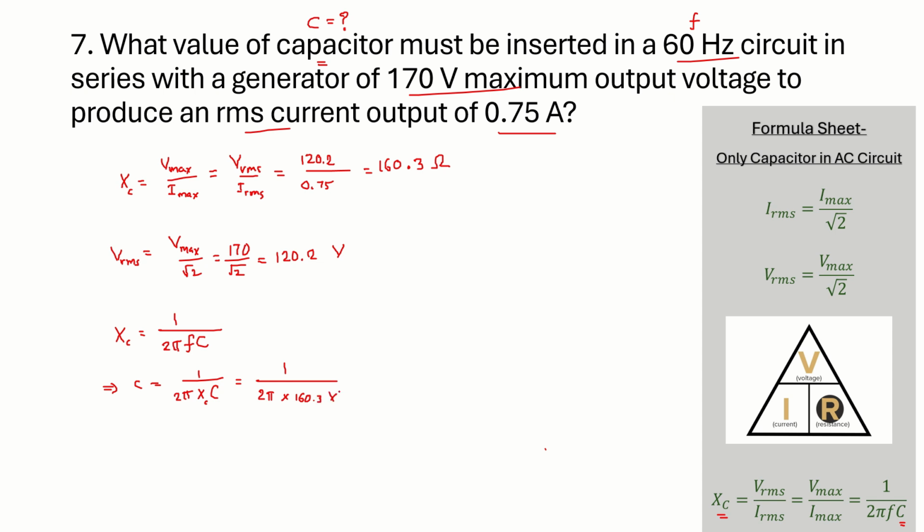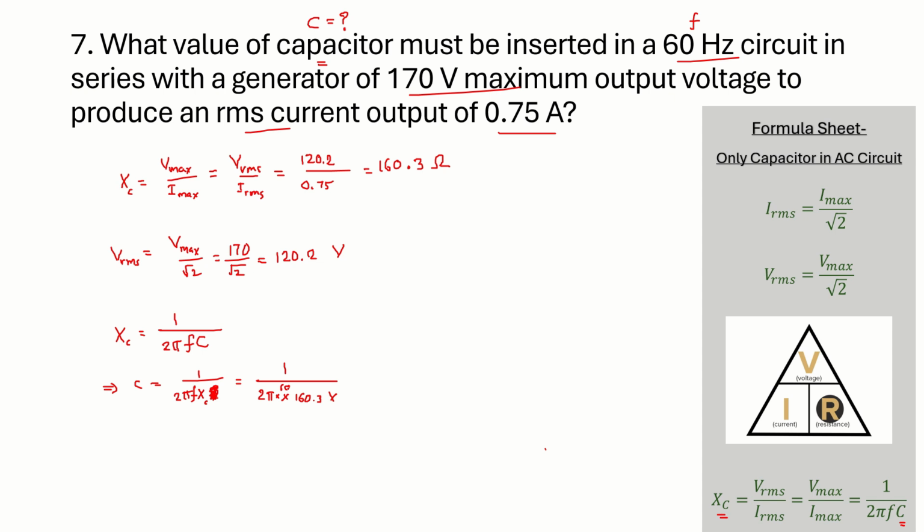Sorry, I did one extra, this is not required. What is the mistake I did? XC equal to 1 by 2 pi FC, I have to calculate C from this. So, this is the formula, C equals 1 over 2 pi, the frequency is 60 hertz, times the XC value we got, 160.3.